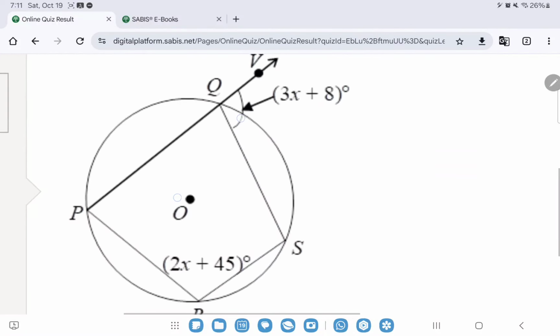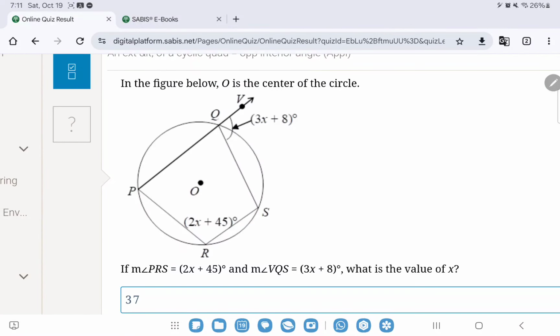Okay, so here they're asking us what is x. Now I just told you that exterior angles are equal to the opposite interior ones. So this is equal to this, always. Because if this is forming a supplementary pair with this, and this is forming supplementary with this, two angles supplementary to the same angle are congruent. We took this rule last year in geometry.